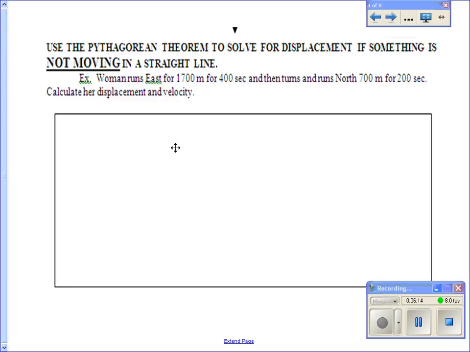All right, now, not everything will be left and right. Some things we will have an angle. So if we have an angle, we're going to use the Pythagorean theorem. The Pythagorean theorem is c squared equals a squared plus b squared.